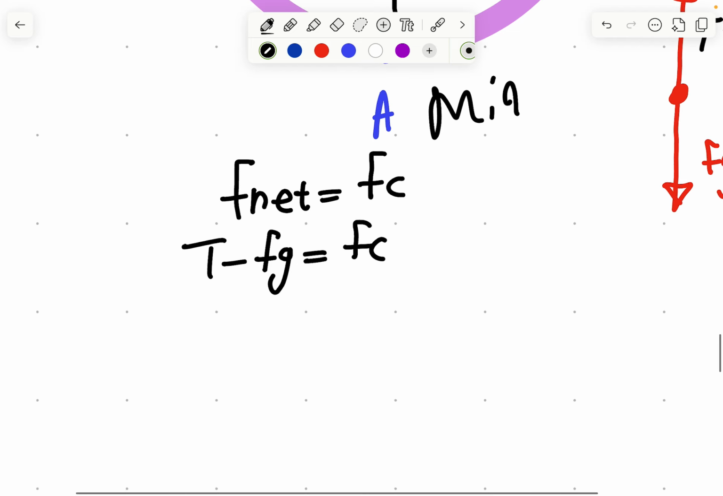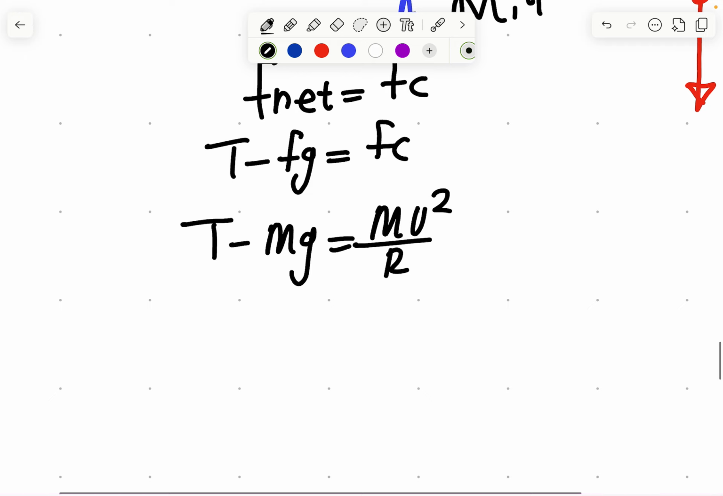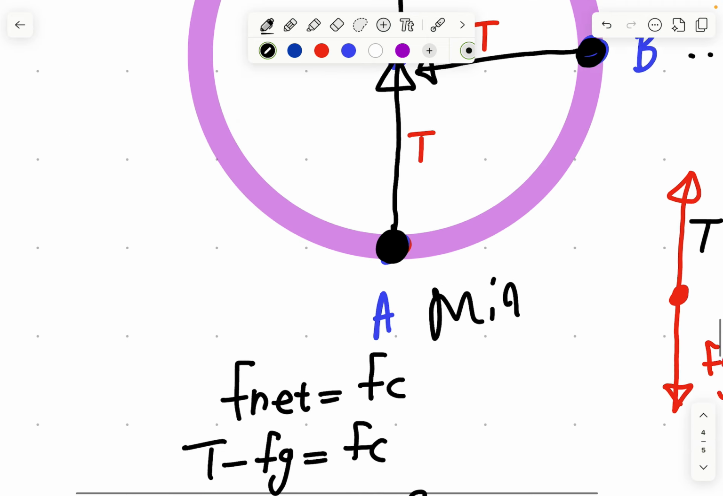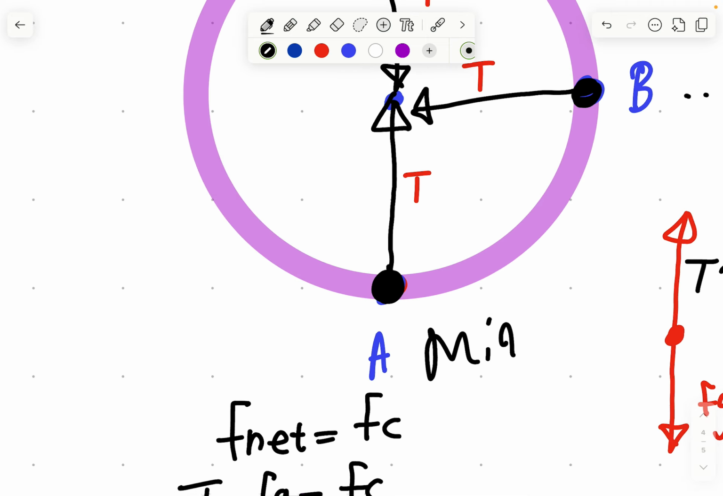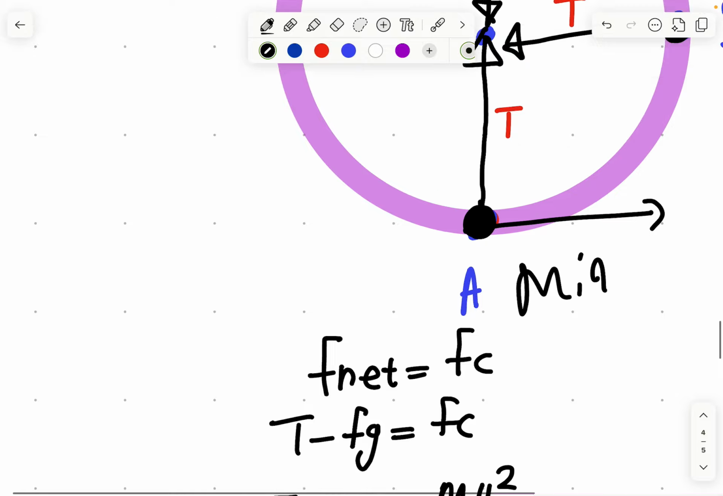Tension minus mg equals centripetal force, which is mv squared divided by radius. Therefore, your tension is going to be mv squared divided by r plus mg. This is how you calculate the tension at this point. So let's calculate the tension at the maximum point.